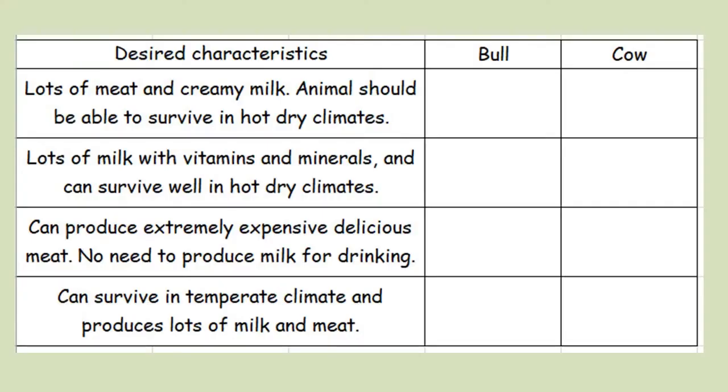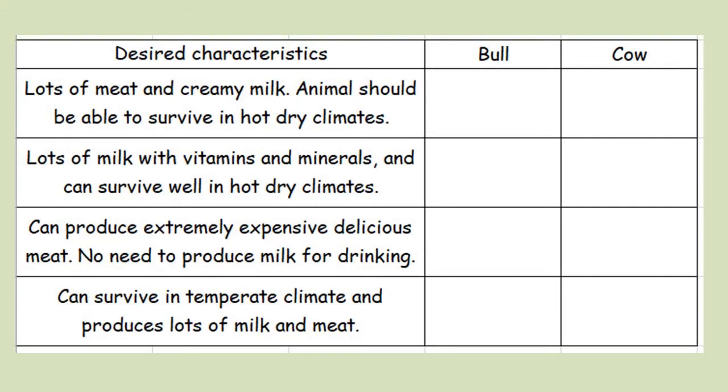So as the farmer, your job is to decide which bull and which cow to breed together to get the offspring. And on the screen there we've got 4 different desired characteristics. So let's look at the top one first. You want offspring with lots of meat and creamy milk. The animal should be able to survive in hot, dry climates.